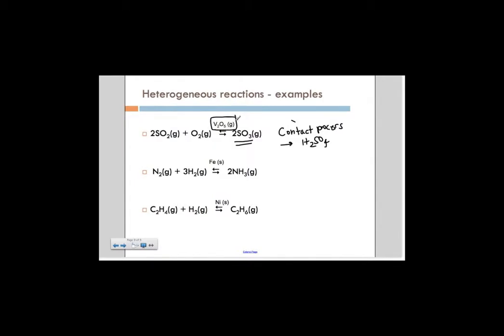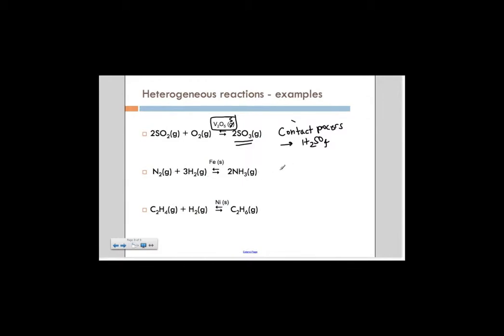Oh wait, that doesn't make any sense. I don't think this is right. I think this is a solid, guys. And I'll confirm that. I don't know why it says gas here. So SO2 and O2 will react on the surface of V2O5.